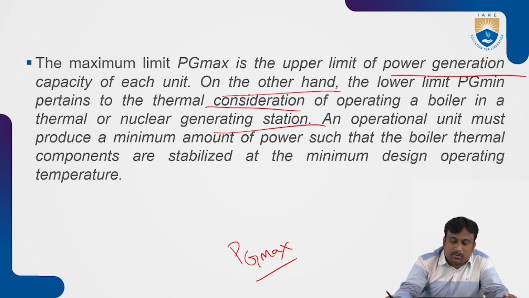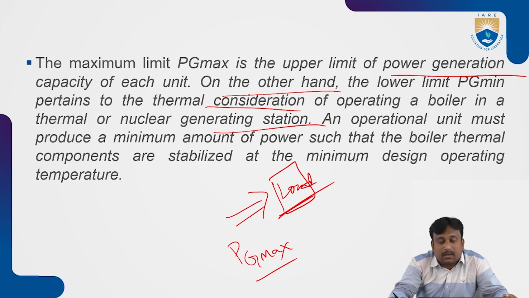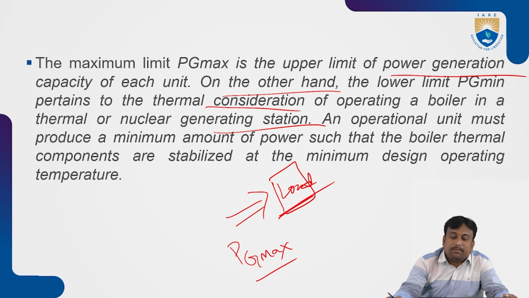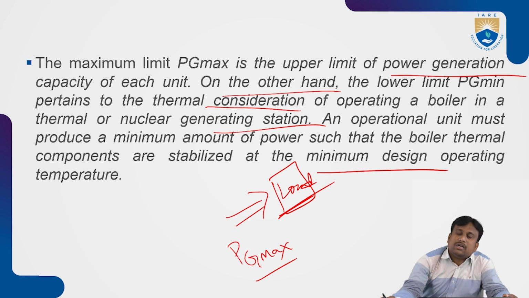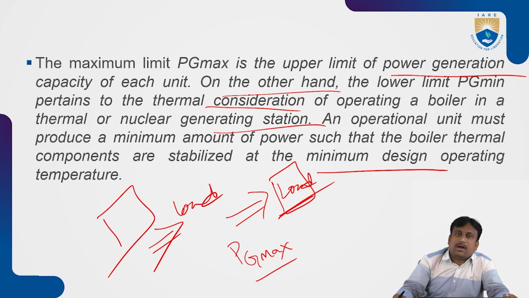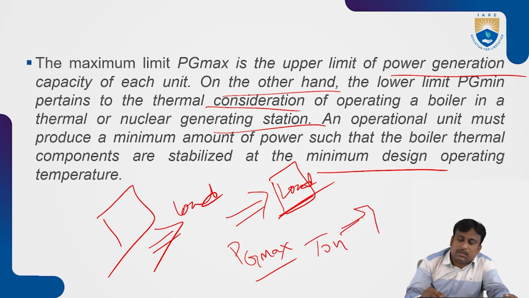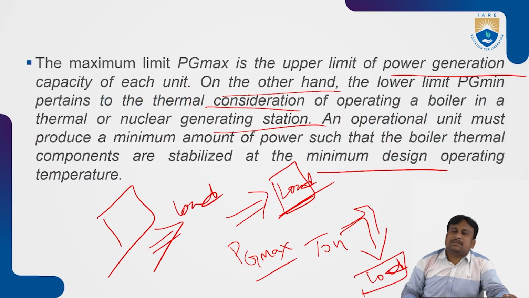In a thermal or nuclear generating station, the operational unit must produce a minimum amount of power. Because of this minimum amount of power, it cannot meet the load requirement below that level, so that the boiler of the thermal components is stabilized at the minimum design operating temperature. Due to this, the scheduling process will be very slow. To meet the load requirement, we need to plan according to the system, with the n number of generators turned on according to the scheduling process for the given load. We can then make the system scheduling process easier.